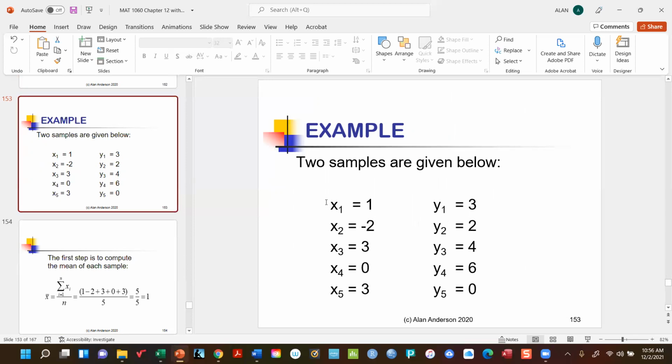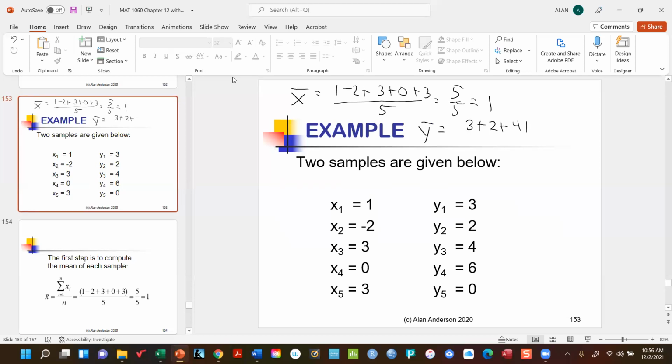So let's see. What would be x bar? You would add these up, as you know. And it's that simple. Now, y bar, so the numerator there, we have 15/5 or 3. Okay, so x bar is 1, y bar is 3.